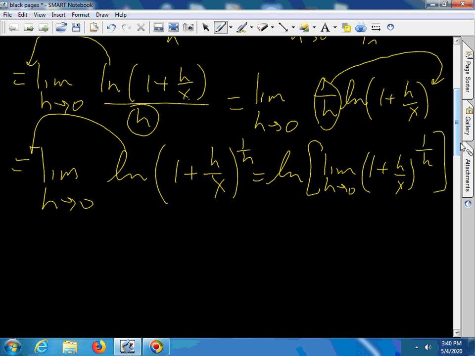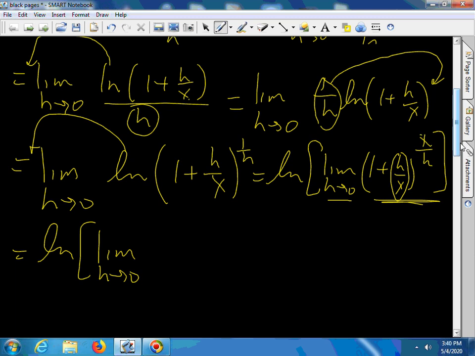Now, if you look at that limit, it's starting to look like e. For example, if we had x over h, then we have the limit as h goes to 0 of 1 plus something which is going to 0, the h over x is going to 0, raised to the reciprocal. But we don't have that x. So somehow we just have to get it to be an x.